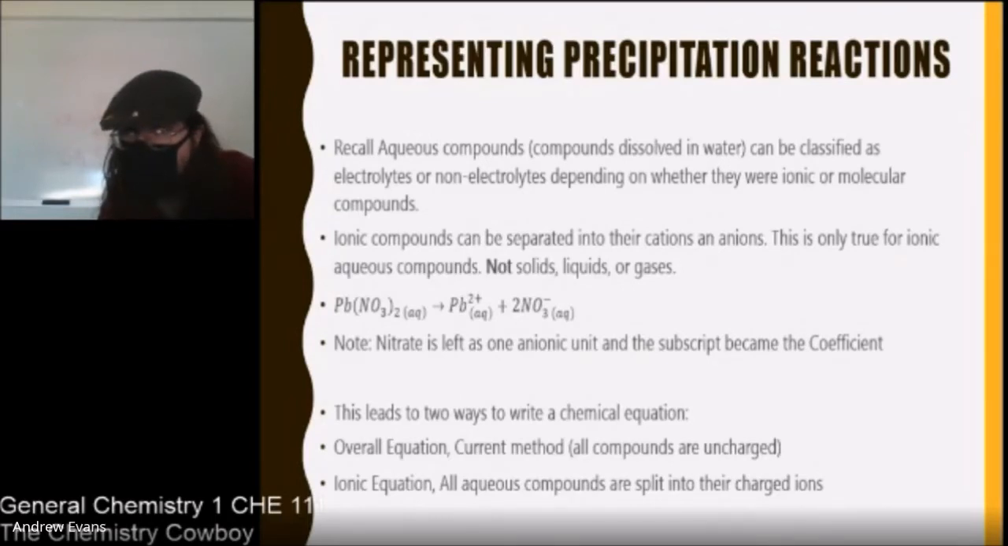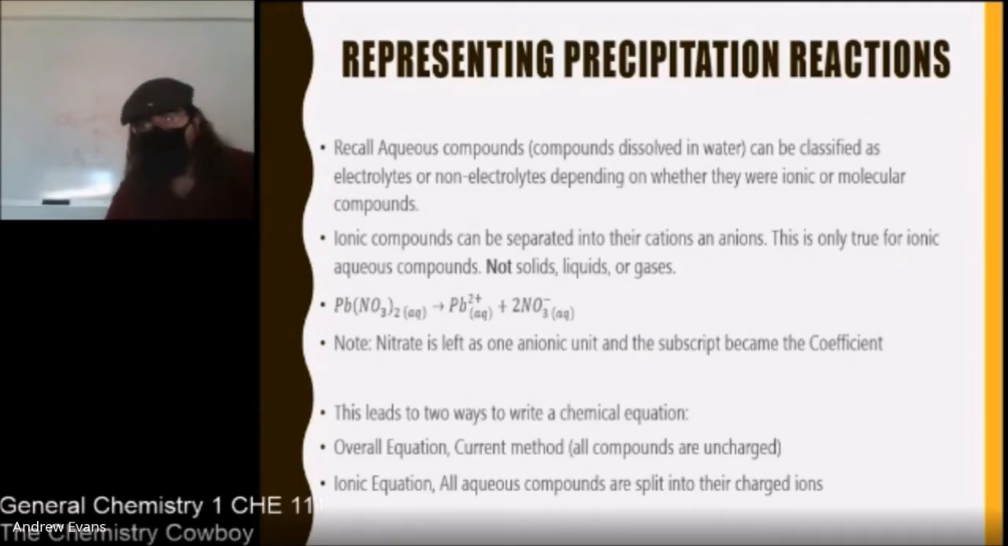So aqueous compounds, when they're dissolved in water, can be classified as electrolytes and non-electrolytes. Okay, ionic compounds can be separated into the cations and anions. This is only true for ionic aqueous compounds. Solids, liquids, and gases will not separate. One of the things I'm trying to bring about here is how we represent an aqueous solution.